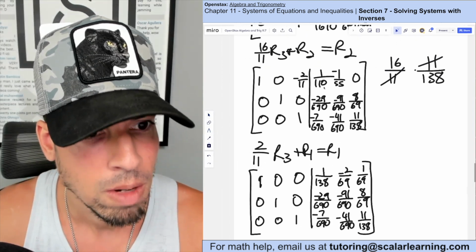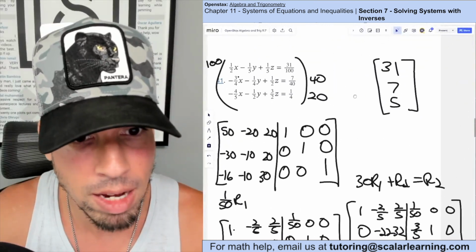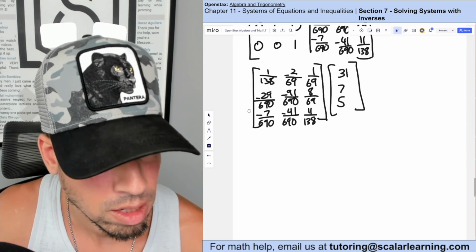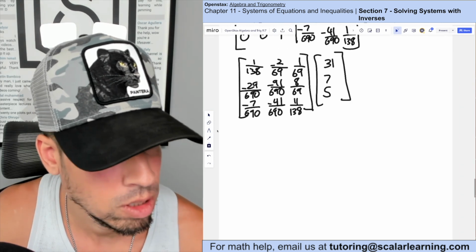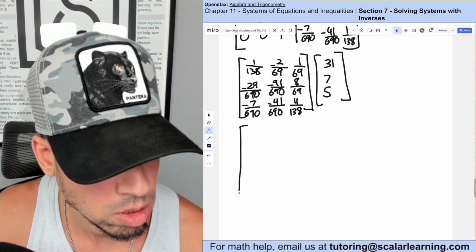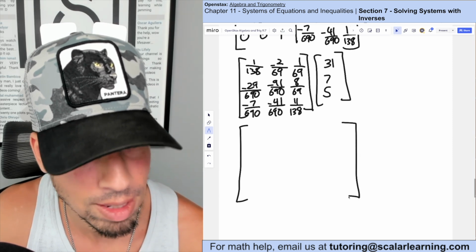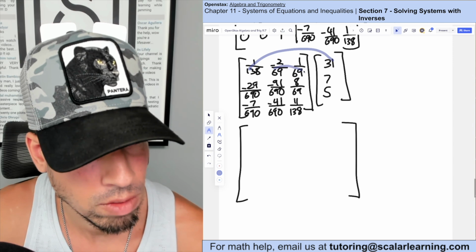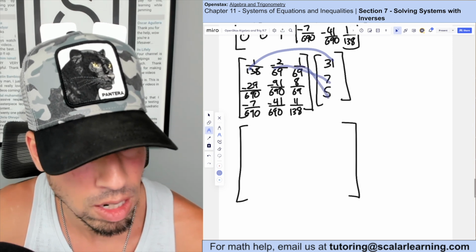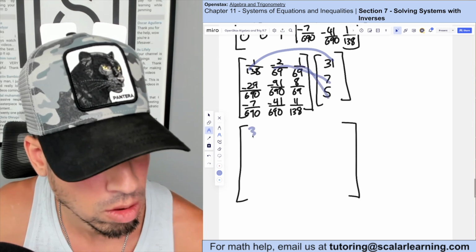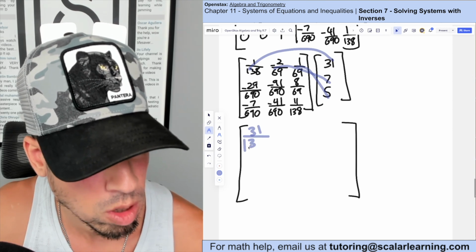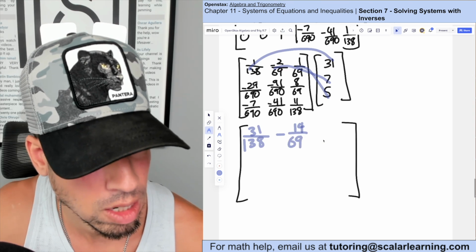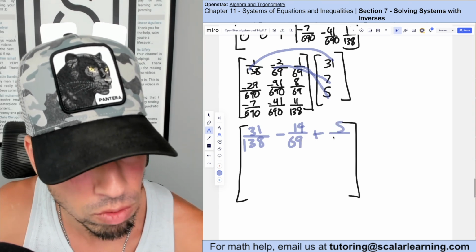It's this piece, and then we have to multiply it by this matrix up here, 31, 7, and 5. Now that we got this set up, let's do that multiplication, and we're going to do it color-coded. Let's make some room, and let's go. 138 times 31, negative 2 times 69, and 1 over 69 times 5, and we add those together, so we get 31 over 138 minus 14 over 69 plus 5 over 69.